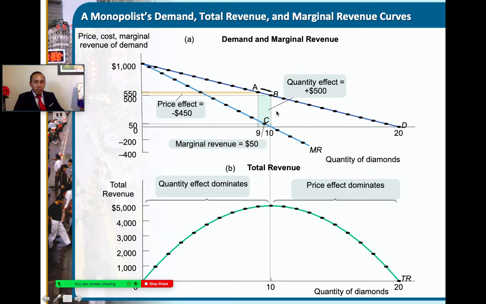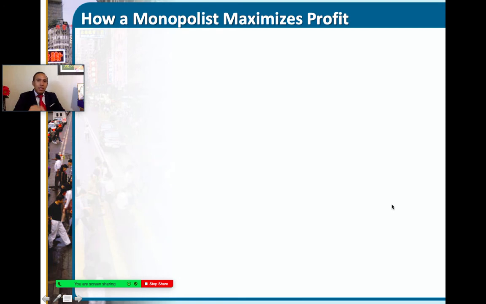So you want to set a price point at a specific point, in this case, that maximizes your total revenue for 10 diamonds at $500. Anything less will be counterproductive.